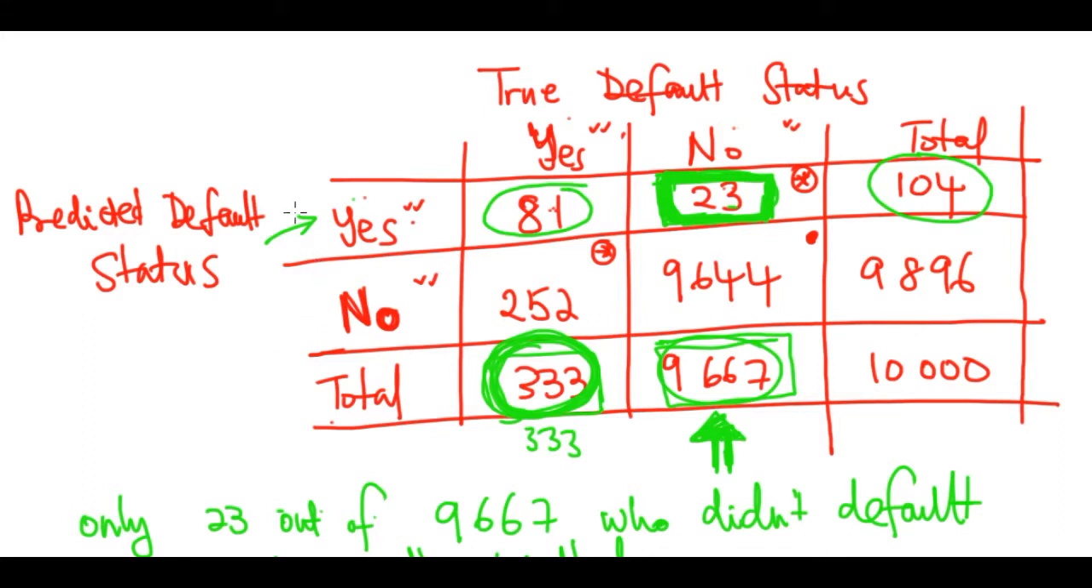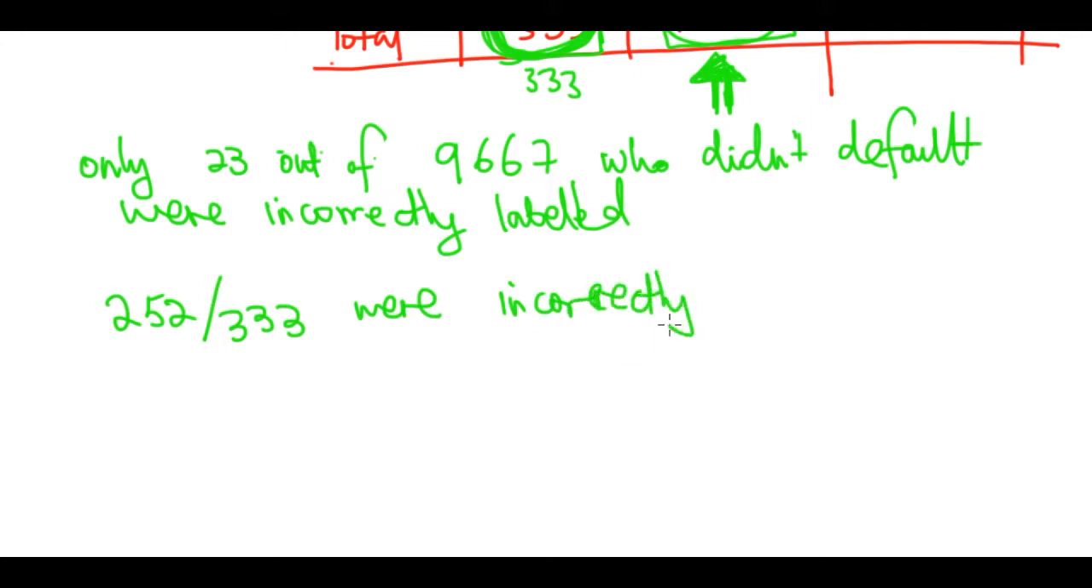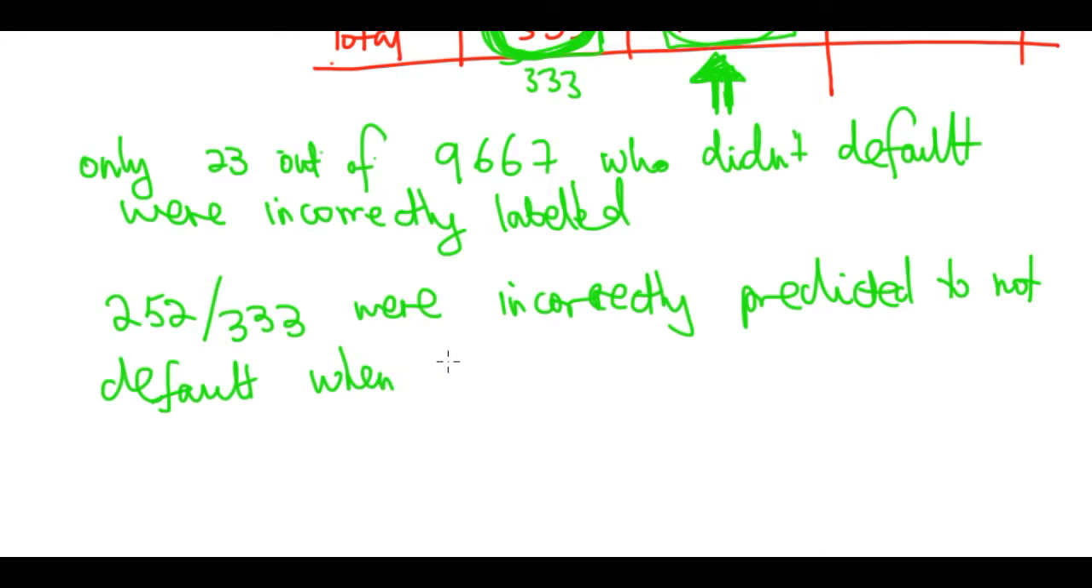It said yes, I predict default, for 81. And then it said no for 252. So for the people who defaulted, our predictor was wrong for 252 of them. That's a large number, because it means 252 over 333 were incorrectly predicted to not default when they actually did.